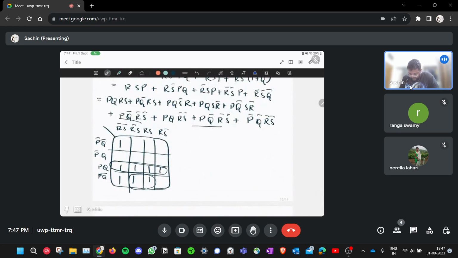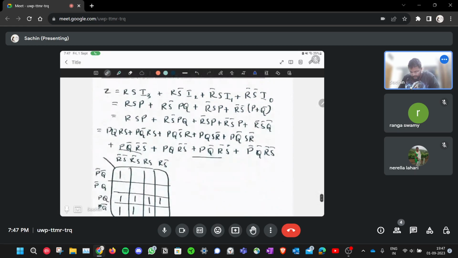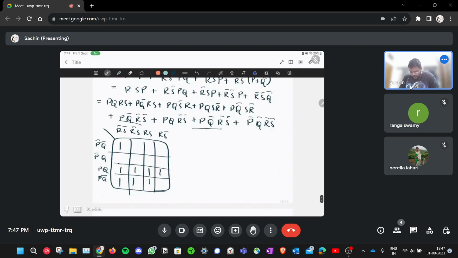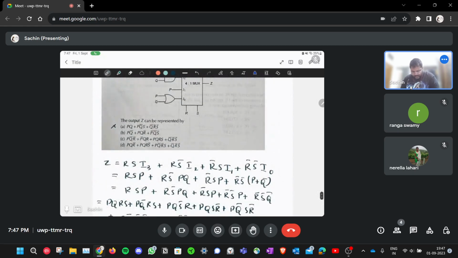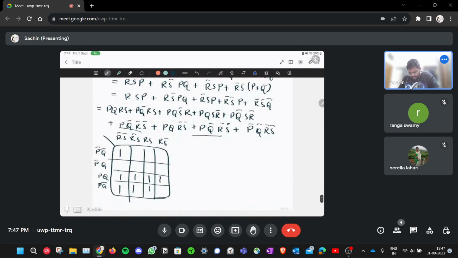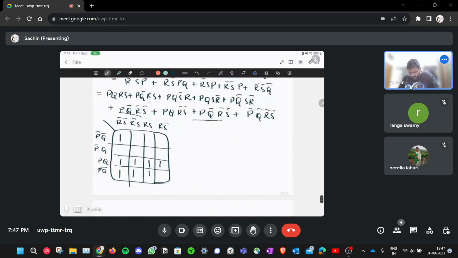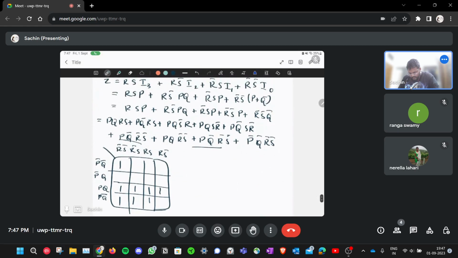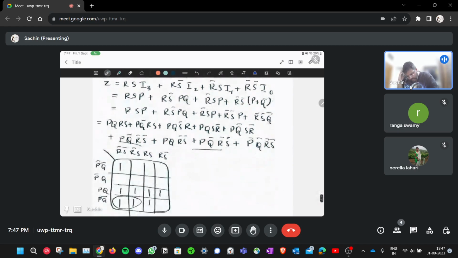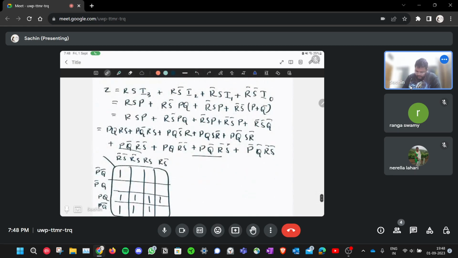Which doesn't seem to be right, at least not from the truth table. So it's not the first option. PQ bar. We don't have a PQ bar term. We can't really get that, so it's not this one either. PQ bar R bar, that we could get from here. P bar QR, that's not really there. So it's not option 3.